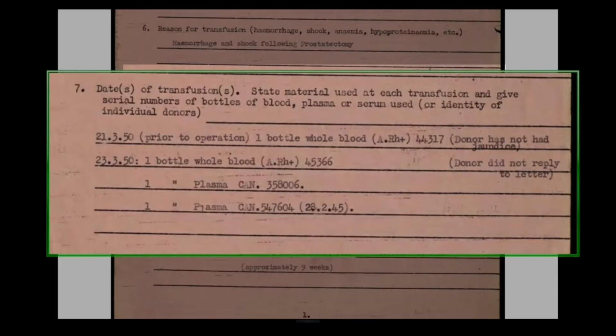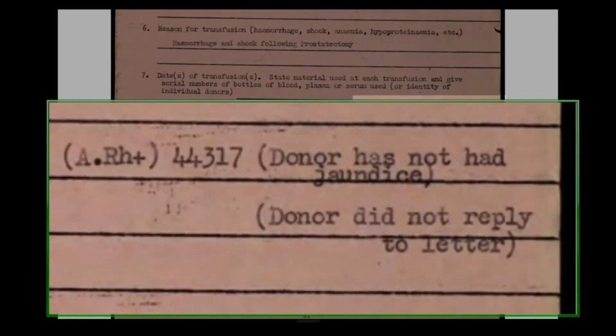We can also see here the notes in brackets after the batch numbers and the whole blood numbers. Donor has not had jaundice, so that donor appears to have been identified and communicated with. But in relation to the second bottle of whole blood on the 23rd of March 1950, they've recorded donor did not reply to letter. So they obviously haven't been able to make any inquiries about the Canadian plasma, if it was the Canadian plasma which was responsible. Indeed. There's no note at all of what happened in relation to those products.